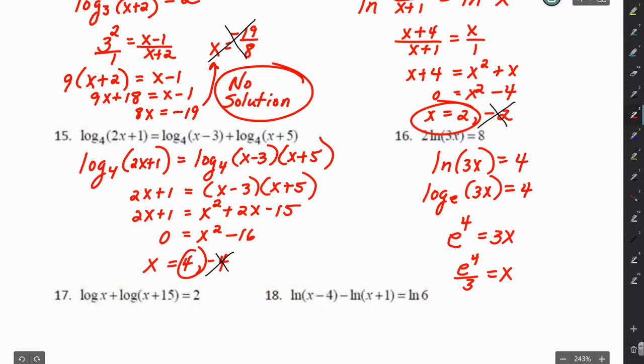That's a big positive number. A big positive number times 3 is still going to give us a positive number. So we know that's a solution. It's really not very pretty to look at. So I'm going to put that in my calculator, and I'm going to get x is approximately 18.20.